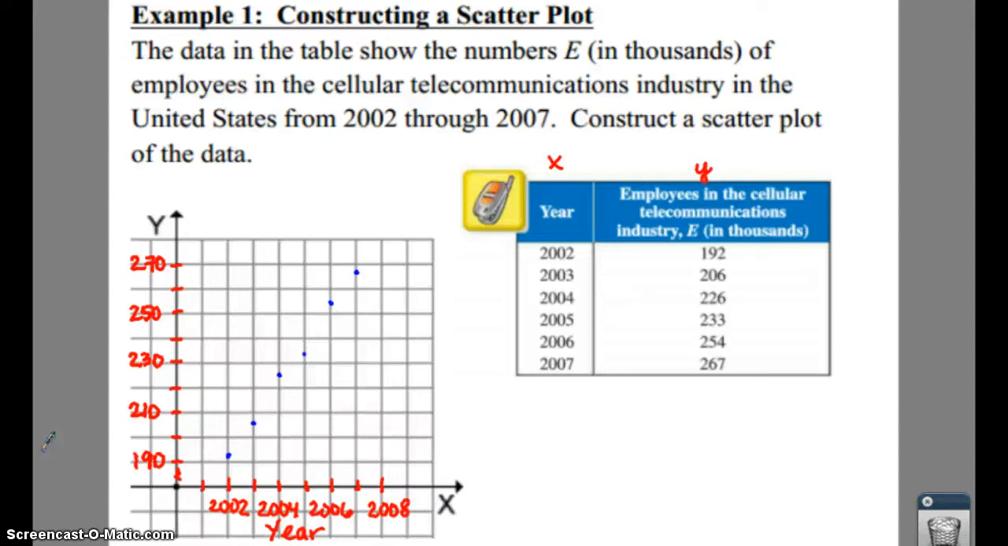So anyway, there's your scatter plot, and I hope you enjoyed remembering how to graph a scatter plot.